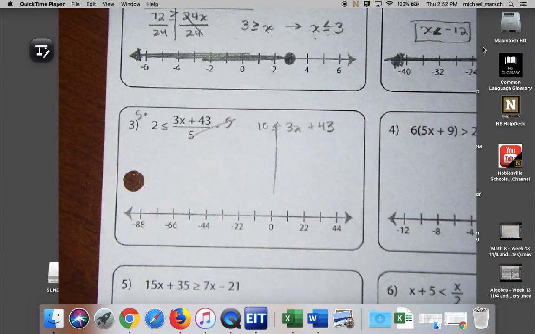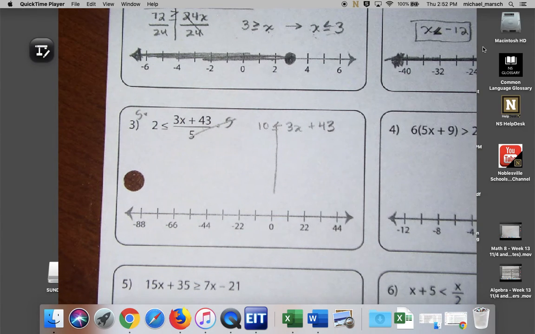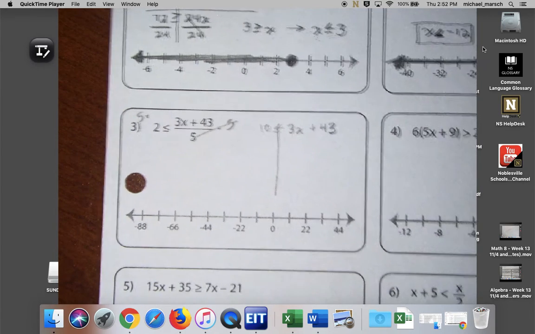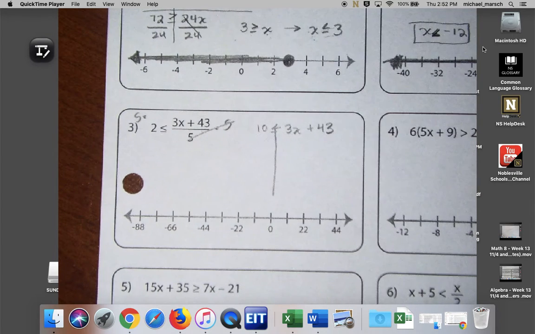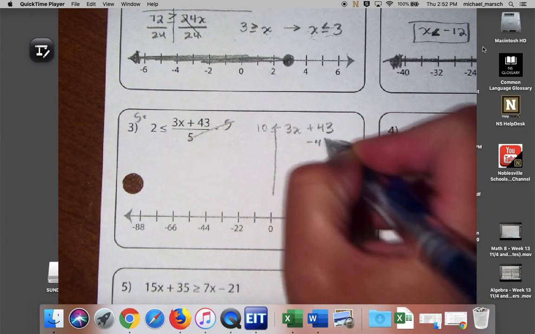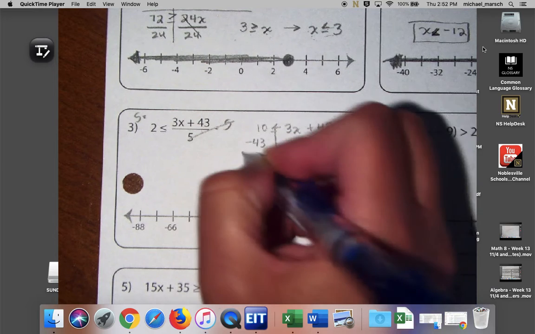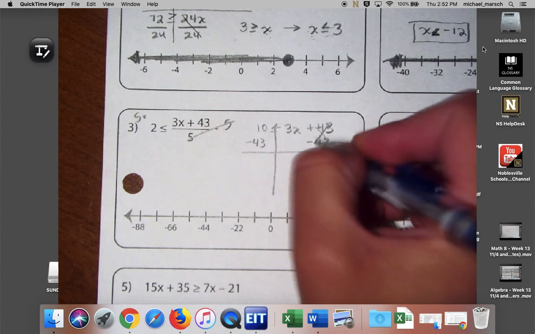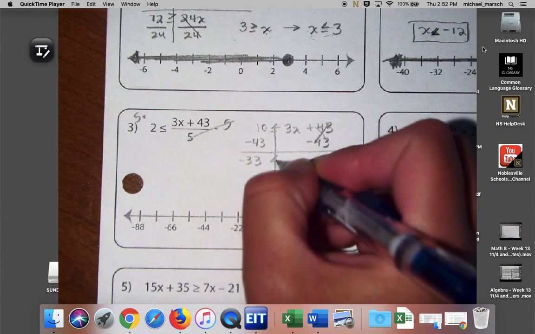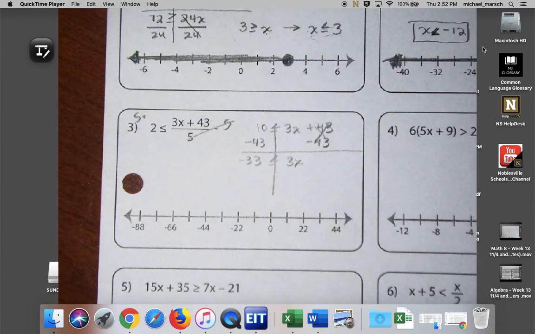Draw my wall of equality. Max, what do I need to do now? Subtract 43. Excellent. Subtract 43 from both sides. Allie, what will I do now? Divide by 3.